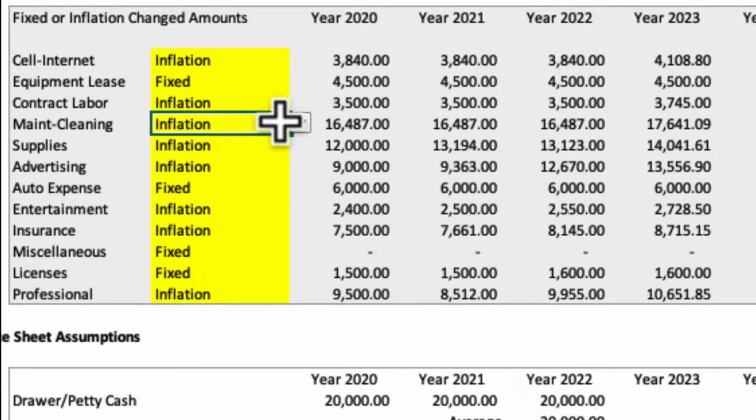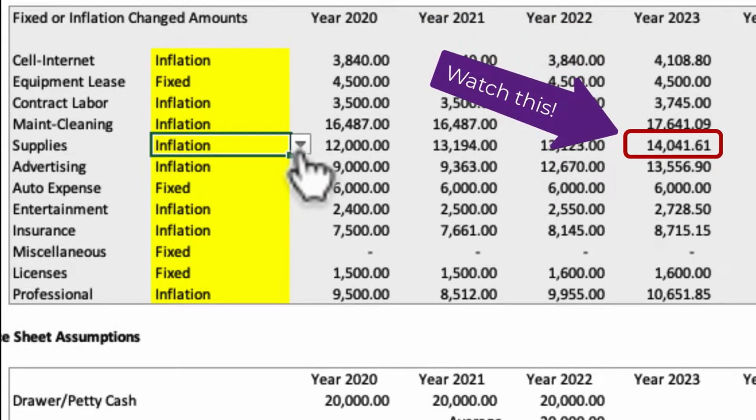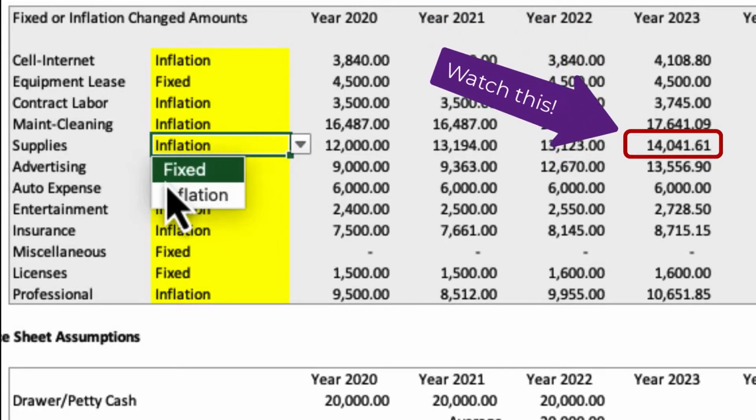Say maintenance cleaning, I have it in there as going to grow by the inflation rate, which seems to make sense. Supplies, I have it in there as growing with inflation. Maybe it's going to be fixed.